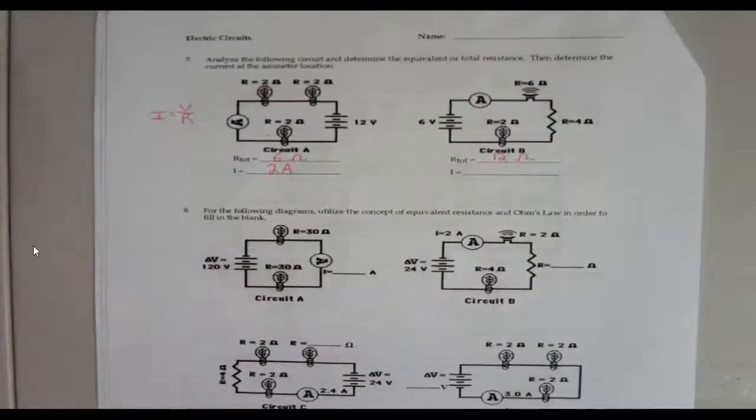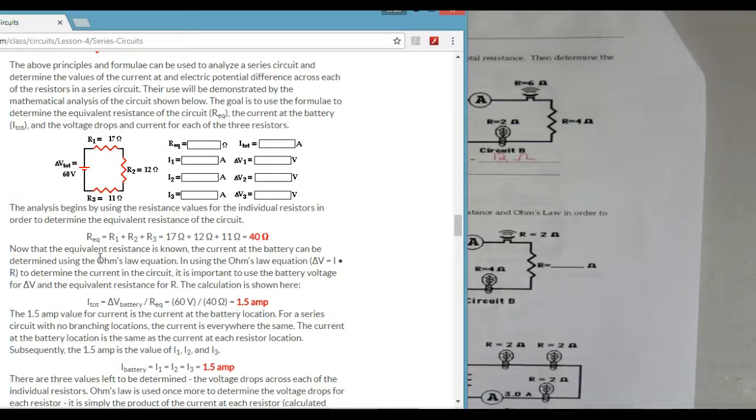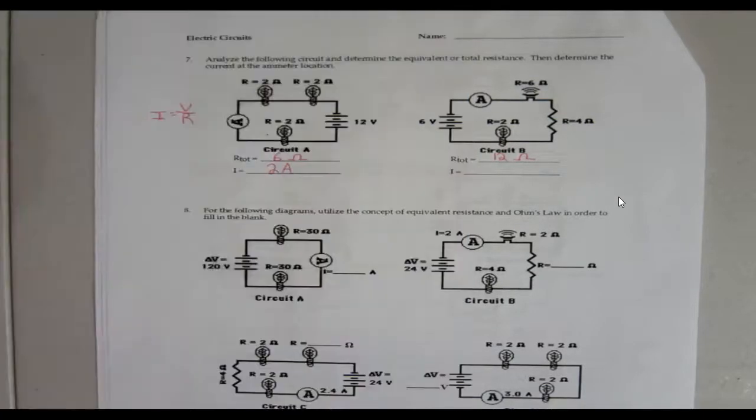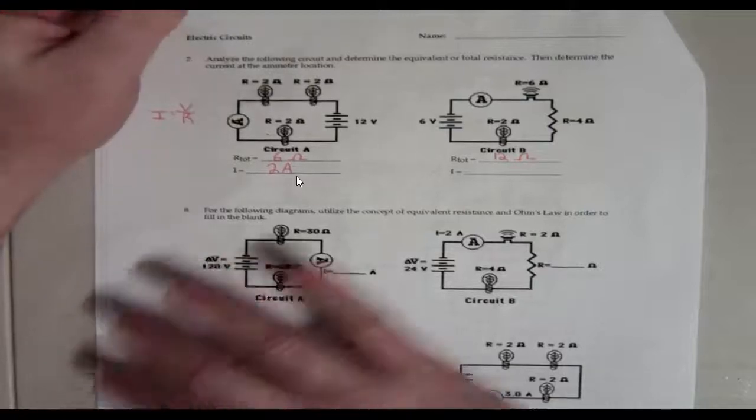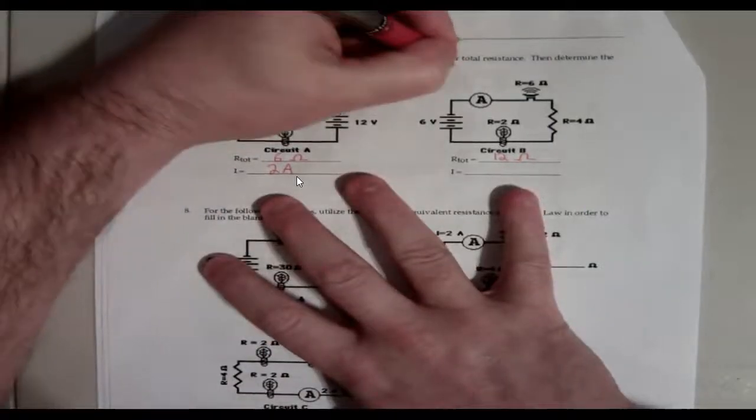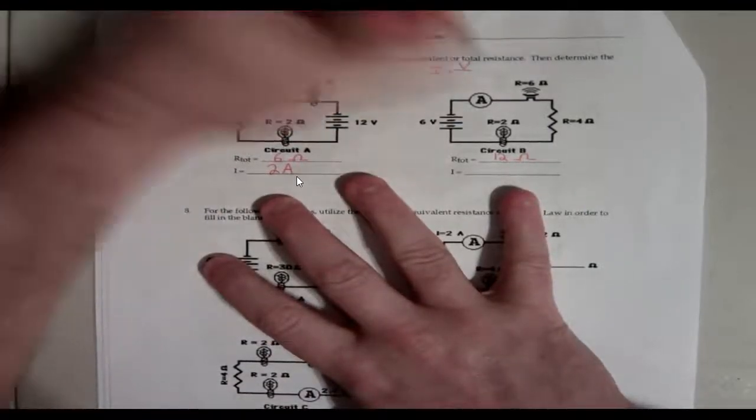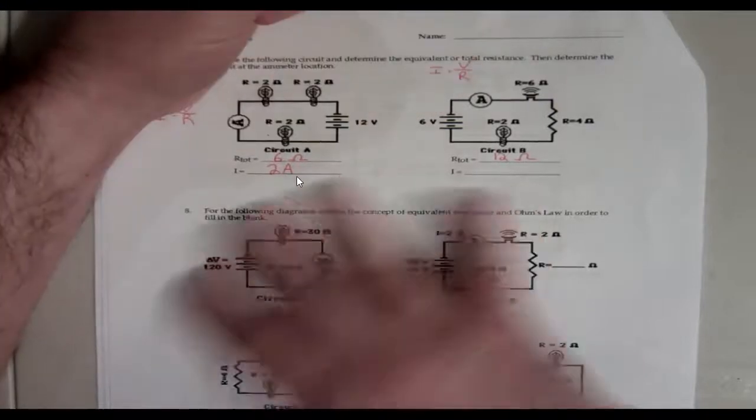Remembering this from our worksheet, equivalent resistance equals add them all together, right? That's exactly what we just did. All right, current. Current equals our voltage divided by our resistance.